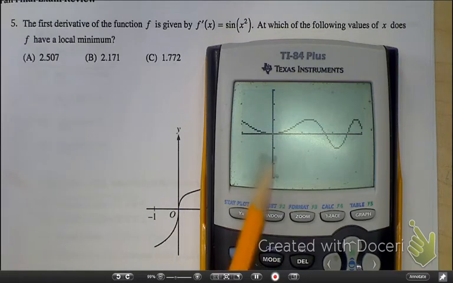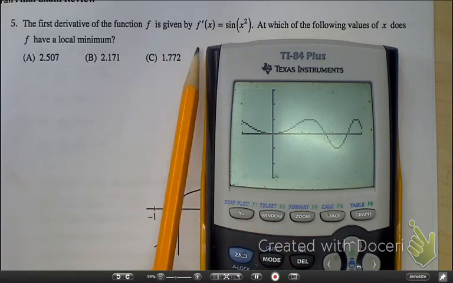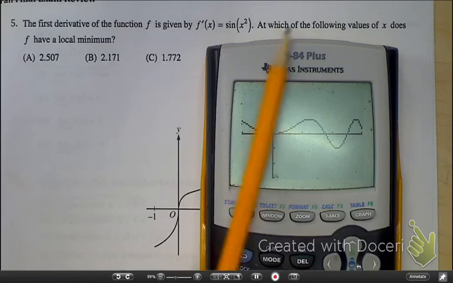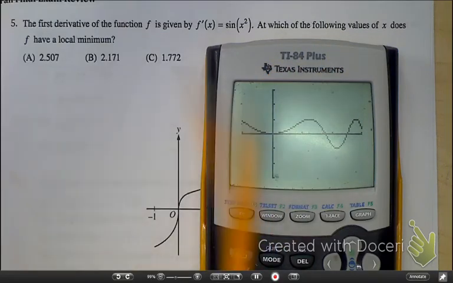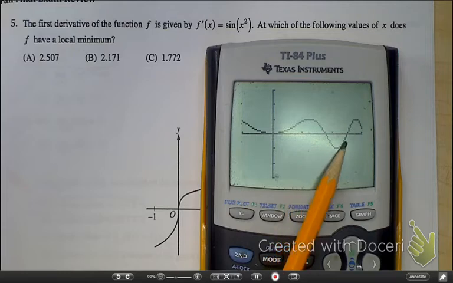All right, so it says the first derivative of the function is given by this equation. This is a graph of the first derivative. At which of the following values of x does f have a local minimum? If we look here, the graph starts by increasing and then goes to decreasing. Here it crosses through the x-axis as a maximum, and then here it comes back up and crosses through the x-axis as a minimum. So this is where the function has a local minimum.